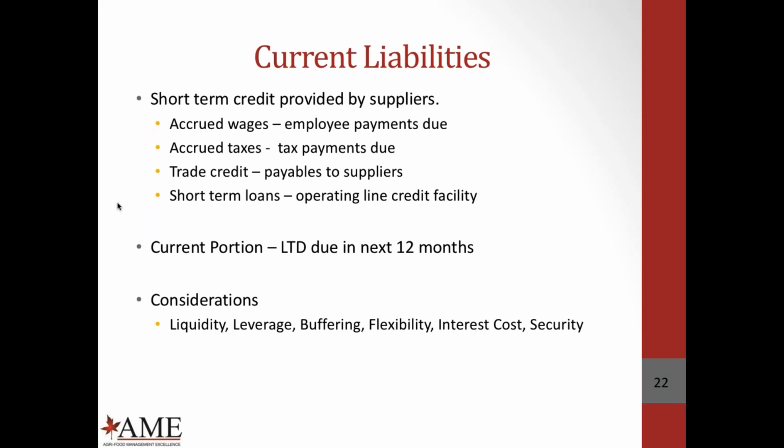And so the things you want to be thinking about when you're talking about your current liabilities is your liquidity, so out of your current assets and your current liabilities, what movement does that give you, or what ability does that give you for cash flow? Your leveraging, your buffering. Obviously, if you have cash on hand, it buffers you from emergencies or unforeseen events. So it gives you the flexibility, increased interest cost, and security. So those are some of the things that you want to be considering in terms of your current liabilities.